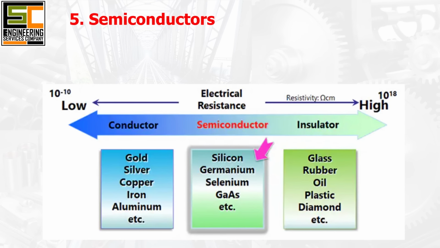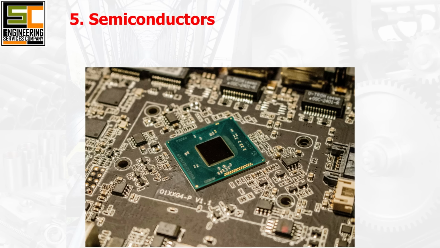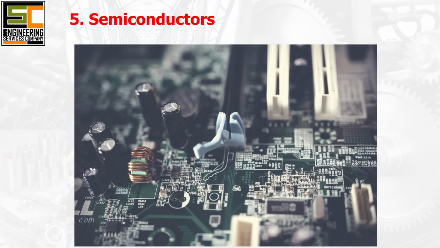5. Semiconductors. Semiconductors are materials that have electrical conductivity between conductors, metals, and insulators, ceramics, and exhibit sensitivity to external stimuli, such as temperature, light, and electric fields. Examples include silicon, germanium, gallium arsenide, and various semiconductor compounds. Semiconductors are essential in electronics and semiconductor device manufacturing, including integrated circuits, solar cells, LEDs, and electronic sensors.